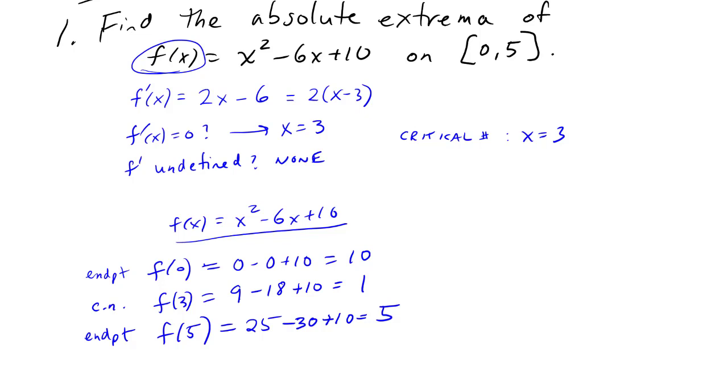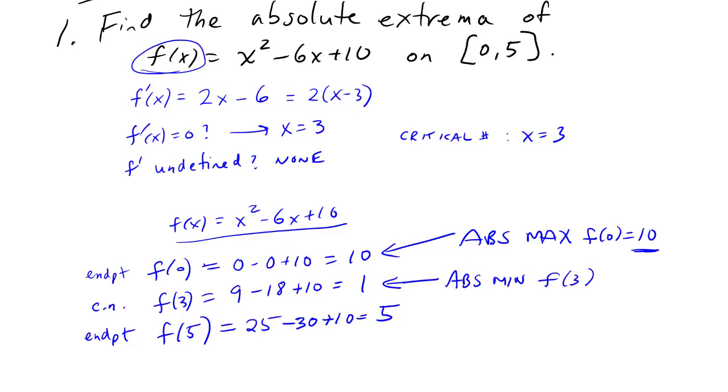Now I can just go pick. Well, the biggest value here is 10. That must be my absolute maximum. So I usually say absolute max, f of 0 equals 10. Now the truth is that the 10 is actually the absolute maximum, so we're talking about the value of the function there. All right, smallest value, 1. So there's my absolute min. f of 3 is 1. All right, so that was that one.